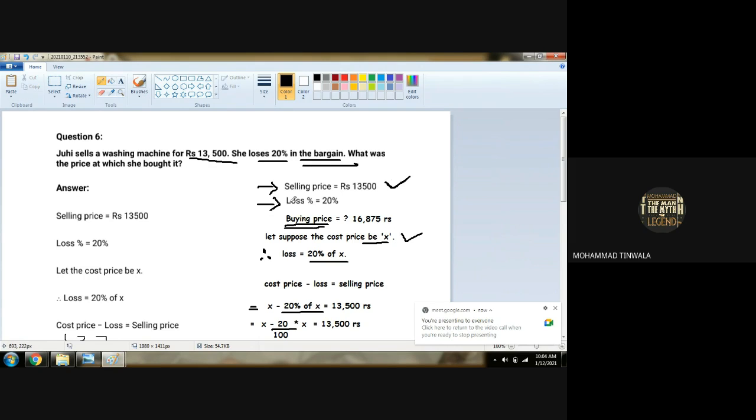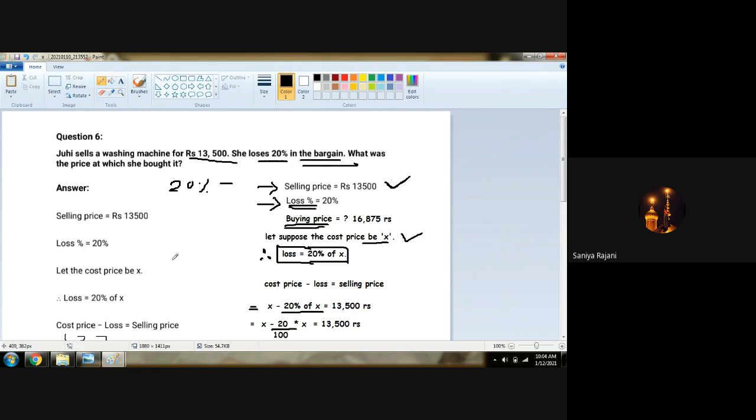Now loss is what? On what basis is loss calculated? Loss is always calculated 20% on the actual price. So 20% of X will be the loss. Am I correct? Do you have any doubt with this step?